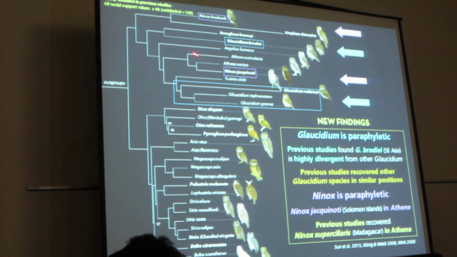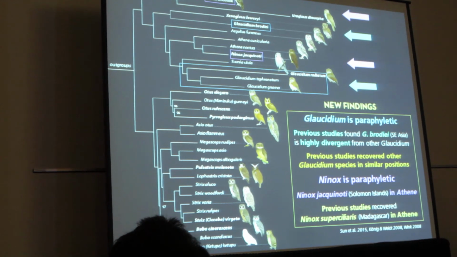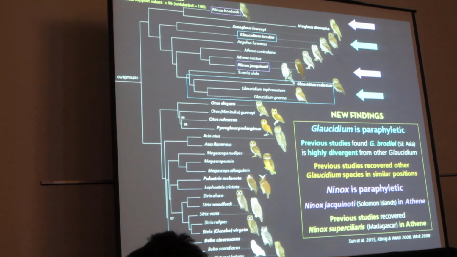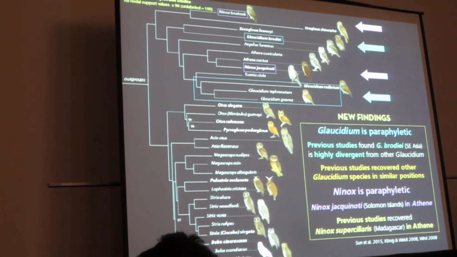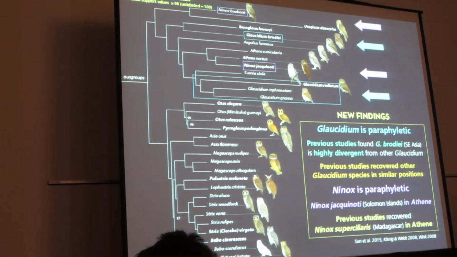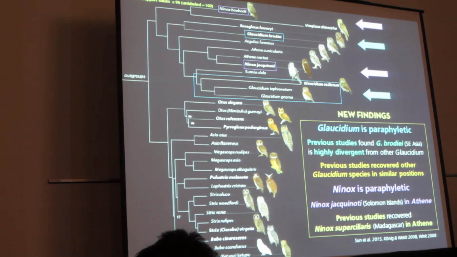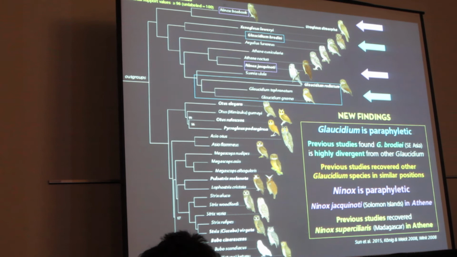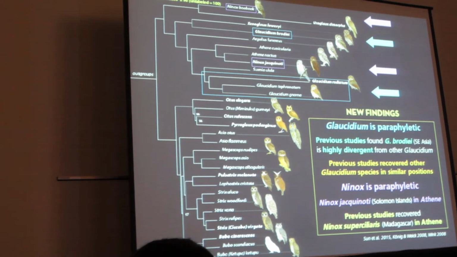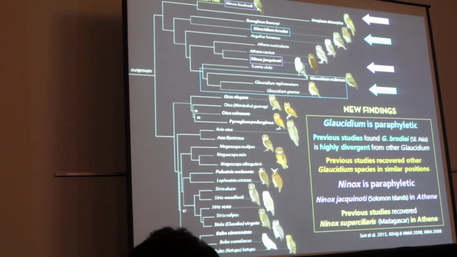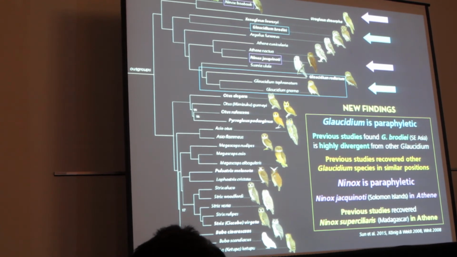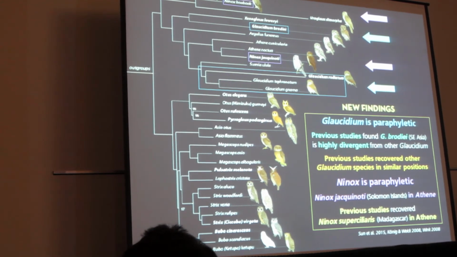We also recovered this species Ninox jacquinoti, which is found in the Solomon Islands, nested within the Athene clade. There's another species previously considered part of Ninox, which is endemic to Madagascar, that Sanger sequencing has also recovered within Athene. So we'll be getting more samples of those Glaucidium species and Ninox superciliaris, so very interested to see how that changes this, where those are resolved within this tree.